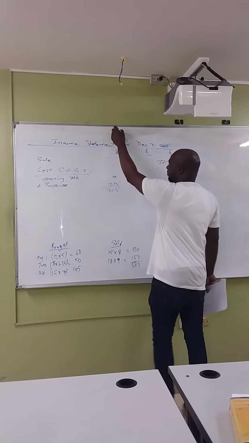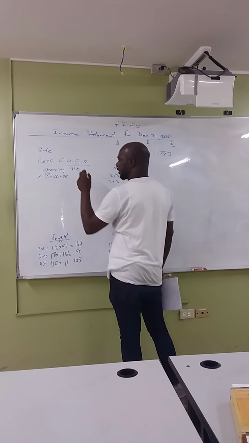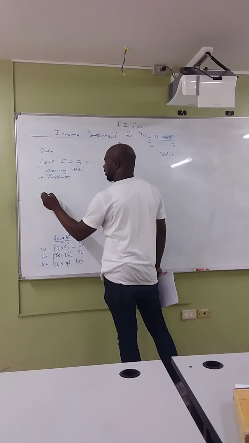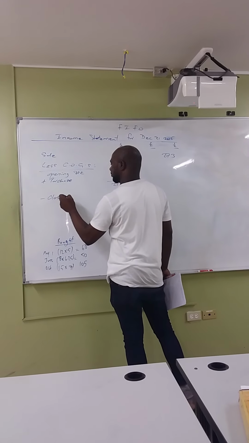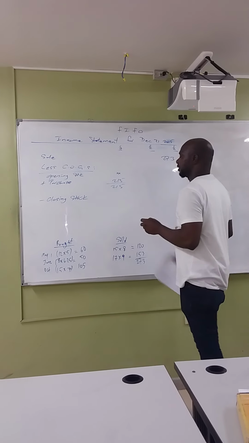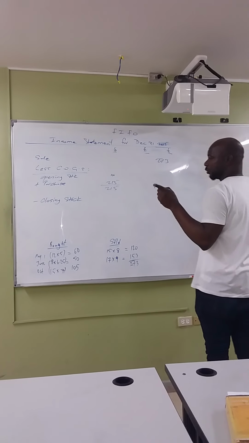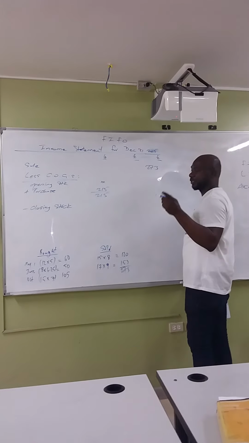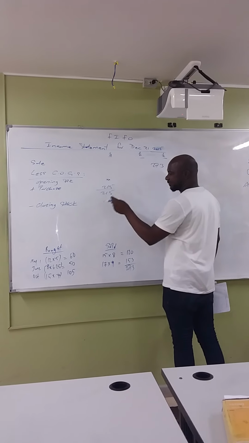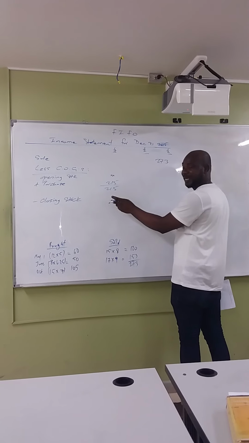Now if this method is based on first in, first out, you're going to minus your closing stock. So the closing stock based on the first in, first out method, you can double check for me, but the last figure that you would have had in the balance column would have represented what you have in your inventory at the end.